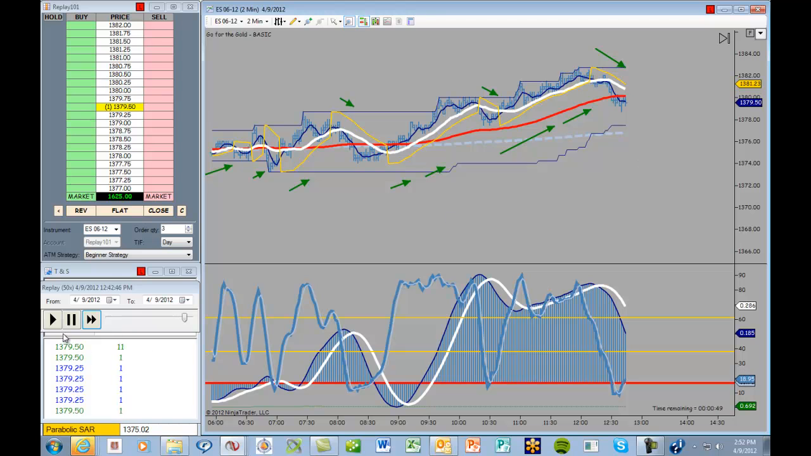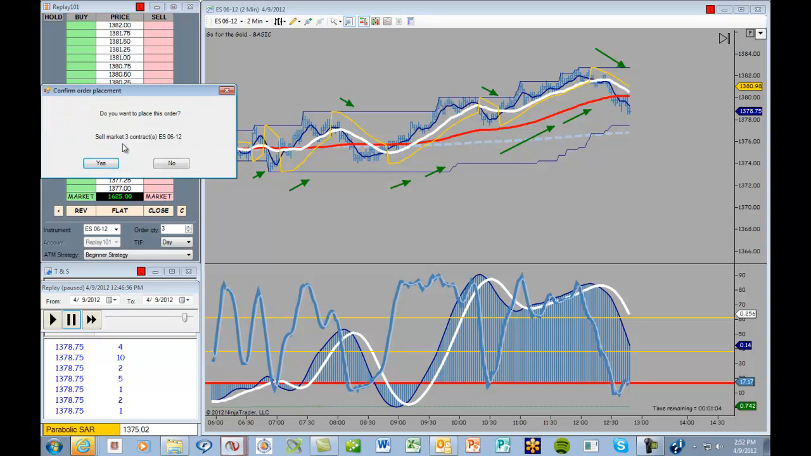Let's see if we can get another bite of the apple here. We'll wait until the stochastic curves back around like that, perhaps. We're down here, and we're pretty deep in the oversold zone, but we just got another bearish hook there. So let's go short.